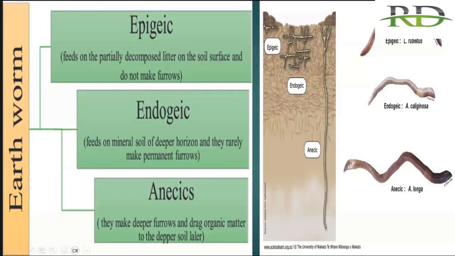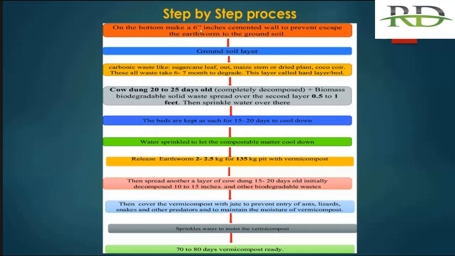And this is the simple step-by-step process of vermicomposting. Initially, we have to make a bottom base of 6 inches with a cemented wall to prevent the escape of earthworms into the ground soil. Then this is the simple process to make vermicompost. Partially decomposed materials we have to add for vermicompost.